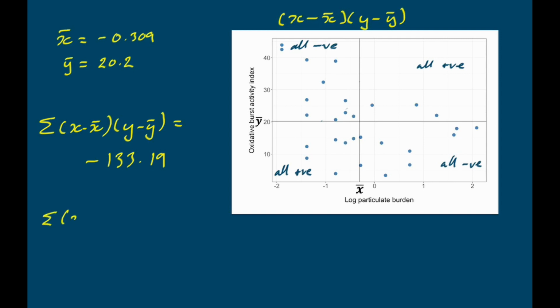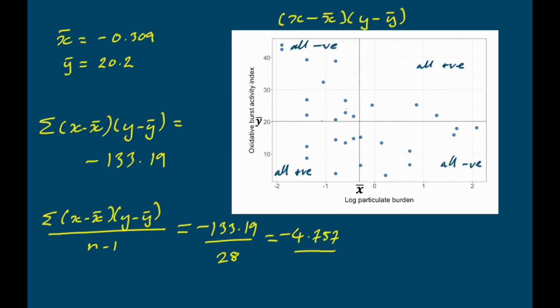And what we can do is we can divide our sum of products by the degrees of freedom. And the degrees of freedom is n minus 1. You might say we've calculated two means. Well, we have, but we've calculated one mean for each variable. So the degrees of freedom are n minus 1. So we calculate the sum of products divided by the degrees of freedom. And for the case of our data, that's minus 133.19 over 28, which is minus 4.757. And this gives us a value that's called the covariance.